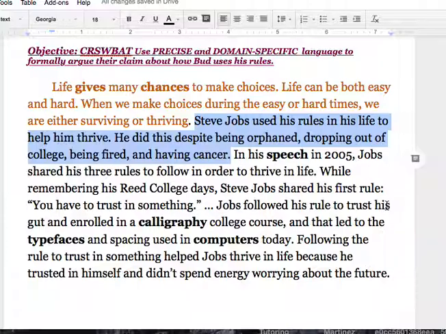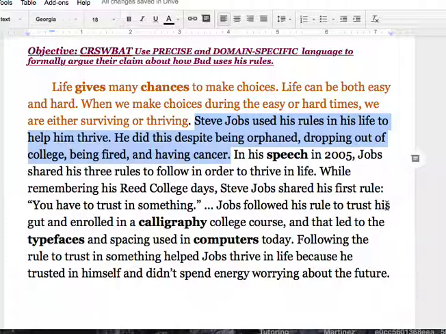In his speech in 2005, Jobs shared his three rules to follow in order to thrive in life. Now, how many rules were in the speech? Three. We mentioned that there are three, and you are going to choose three as well. So that's a sentence starter that you can use. In the story, Bud, Not Buddy, Bud uses many rules, but three show how he thrives or survives.